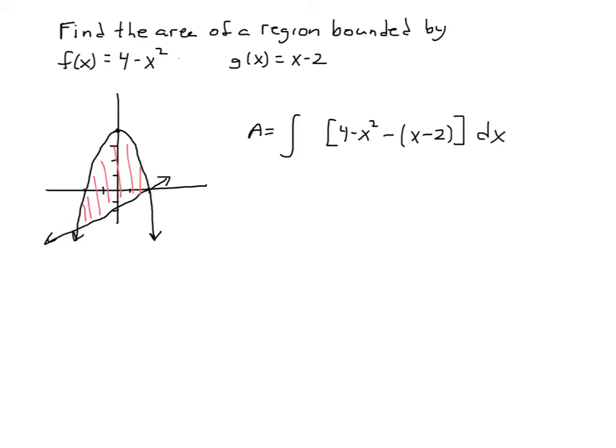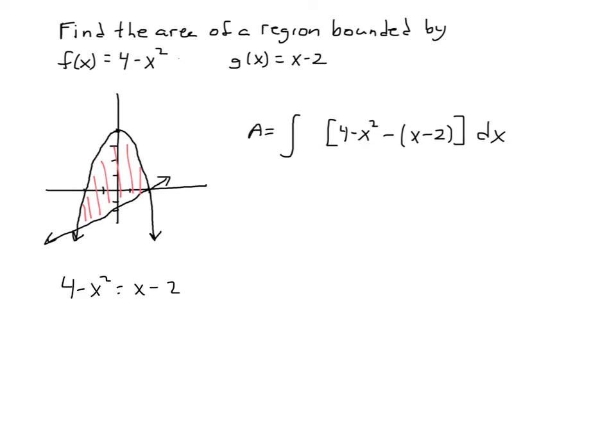To find those, I'm going to set f of x equal to g of x. So I'll have 4 minus x squared equals x minus 2. And what I'm going to do is move everything over to the right, because that will give me a positive x squared.